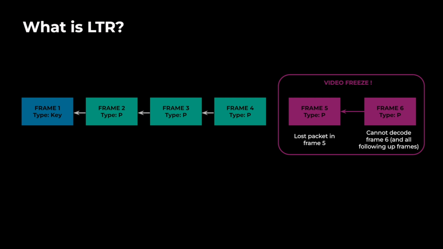Now assuming there's some packet loss in frame 5, which is a P-frame. As a result, due to the chain dependency, the receiver not only cannot decode frame 5, but also cannot decode all the frames after frame 5. And that's going to cause video freeze.